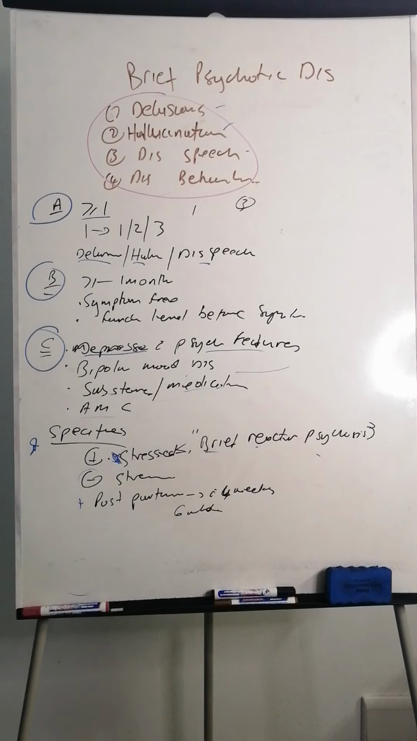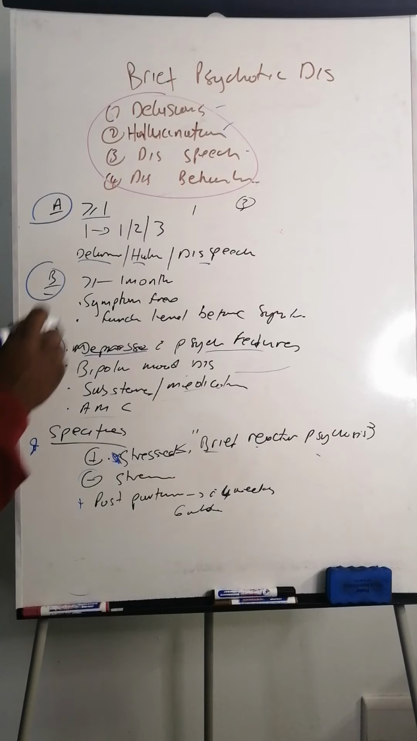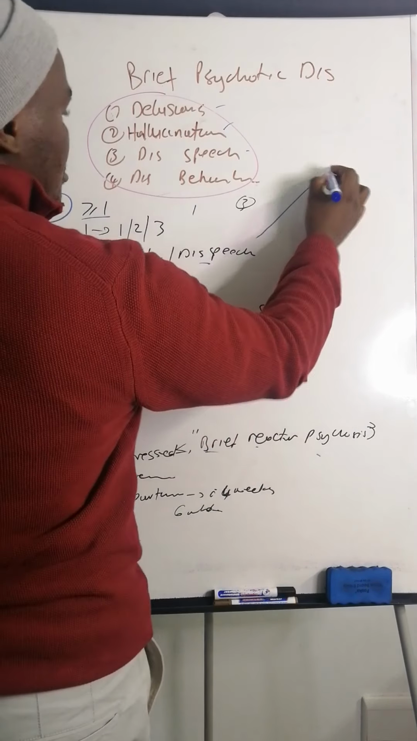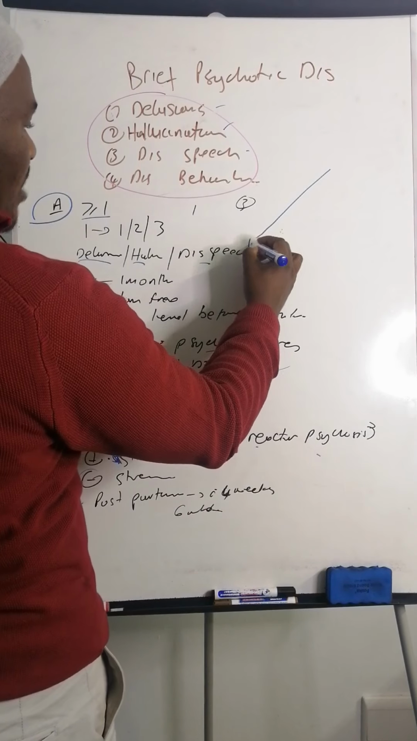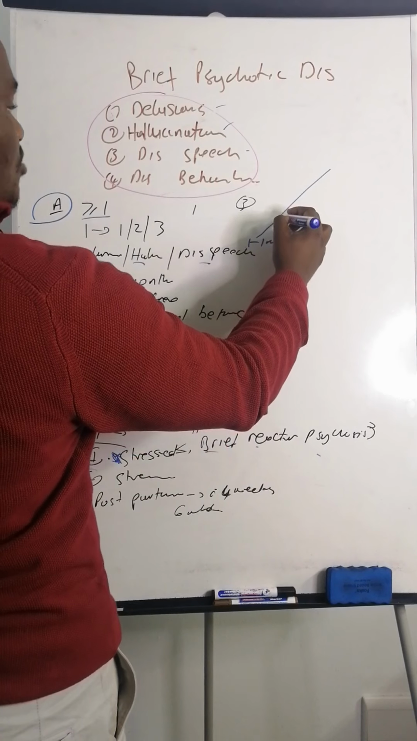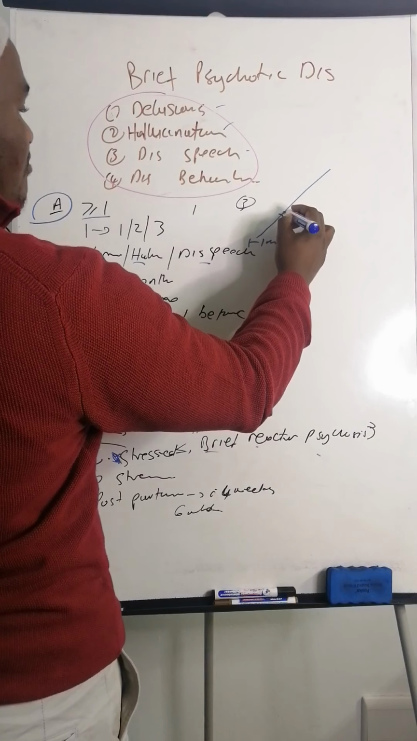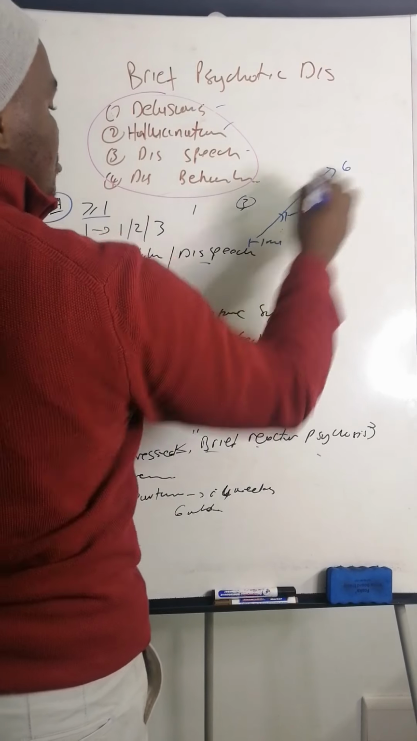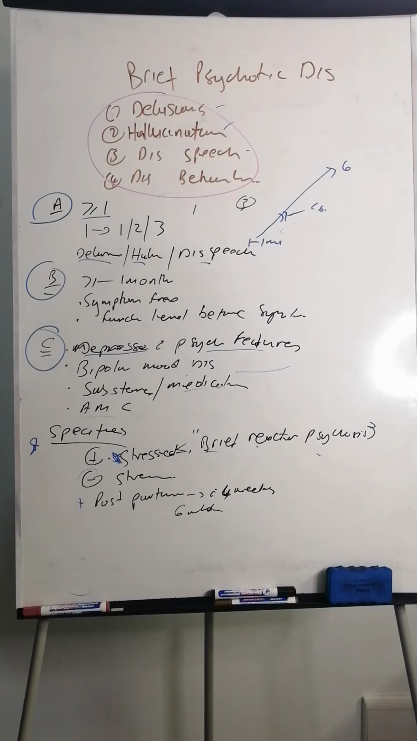Thank you so much, guys. We are going to talk about schizophreniform. The reason why I'm starting with a brief psychotic disorder is that we are going up like this. We are doing 1 day to 1 month. The next one is going to be just over 1 month to less than 6 months. The other one will be more than 6 months. So we are going like that. Okay, guys, thank you so much.